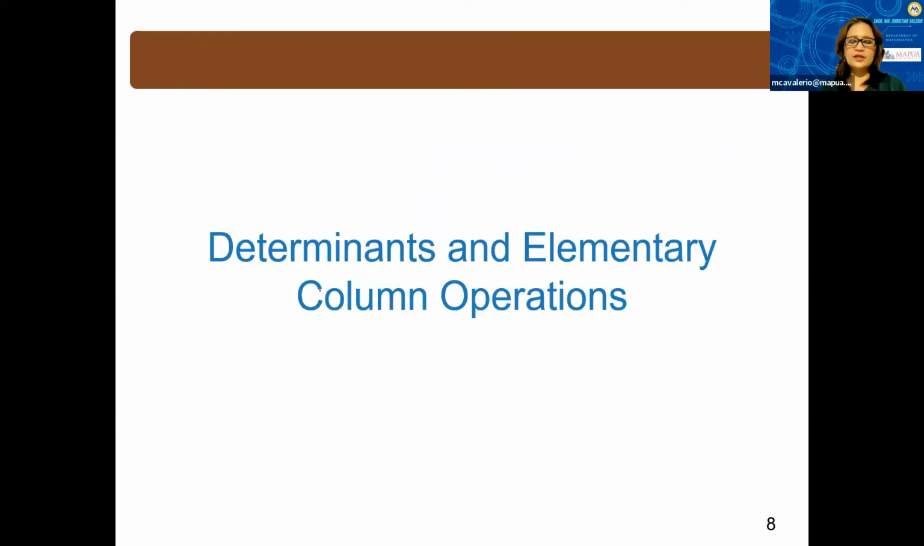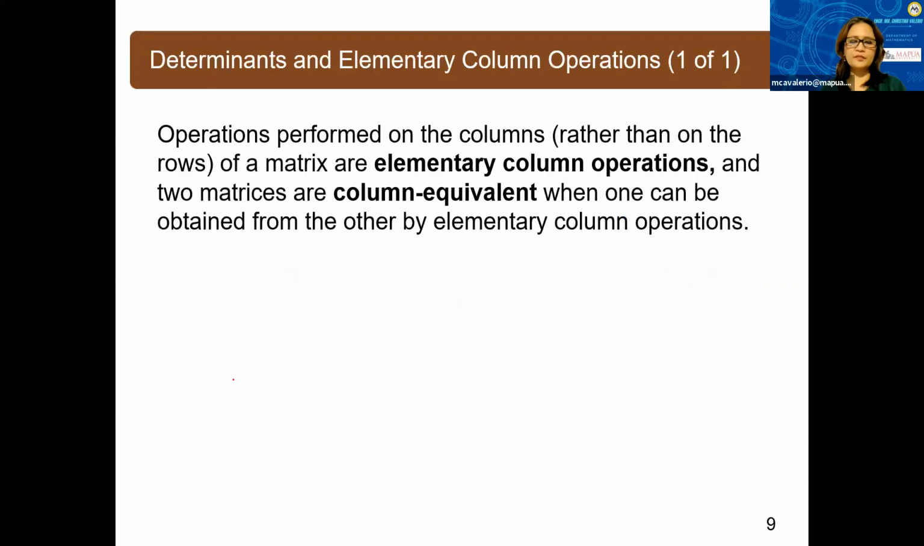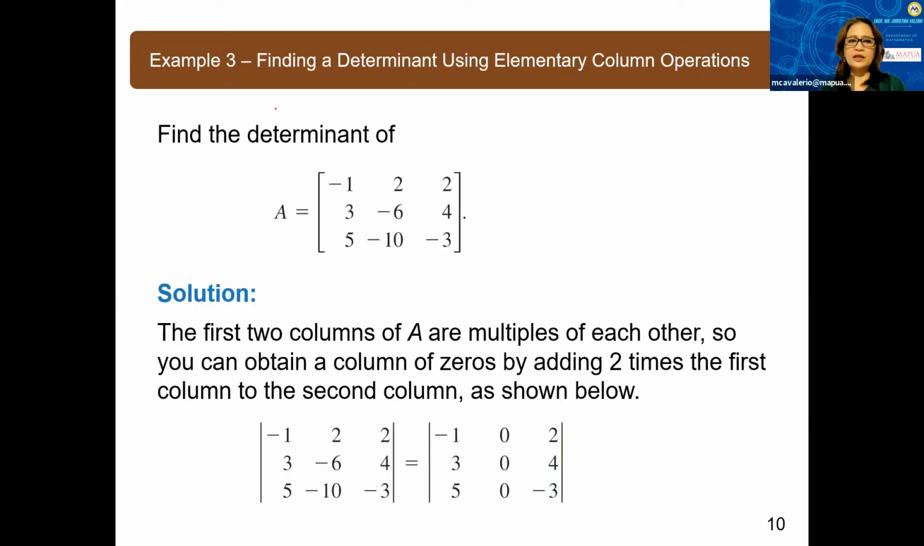Okay, so just like we have elementary row operations, we can also have elementary column operations. Operations performed on the columns rather than on the rows of a matrix are called elementary column operations. And two matrices are said to be column equivalent when one can be obtained from the other by elementary column operations. In example number 3, we're asked to find the determinant using elementary column operations.